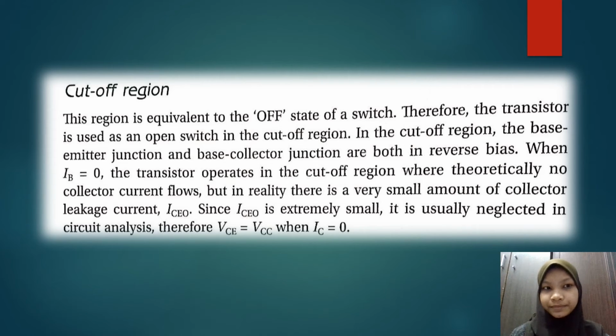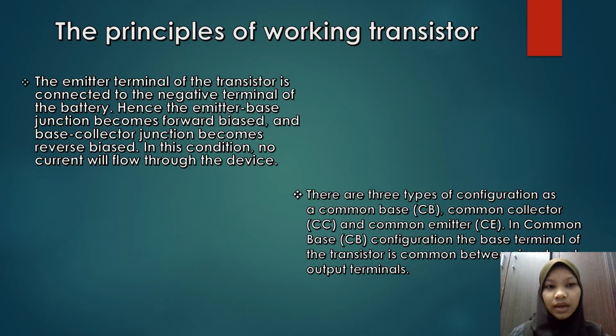Baik, seterusnya, the principles of working transistor. The emitter terminal of the transistor is connected to the negative terminal of the battery. Hence, the emitter base junction becomes forward bias and base collector junction becomes reverse bias. In this condition, no current will flow through the device.